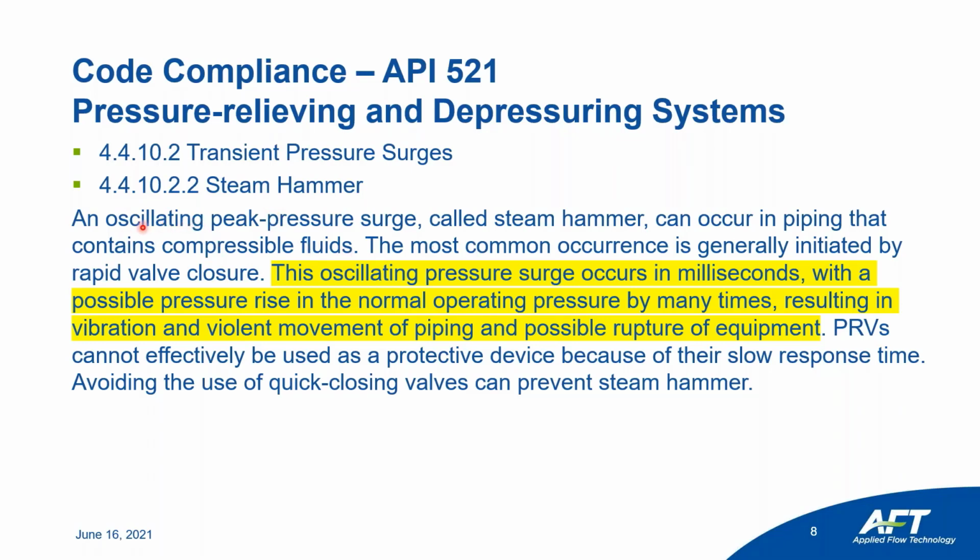It defines it in the following way: an oscillating peak-to-peak pressure called steam hammer can occur in piping that contains compressible fluid. The most common occurrence is generally initiated by rapid valve closure. This oscillated pressure surge occurs in milliseconds with a possible pressure rise in normal operating pressure by many times, resulting in vibration and violent movements of piping and possible rupture of equipment. So this is how API 521 defines steam hammer. It does not give any guidance on how to handle it.